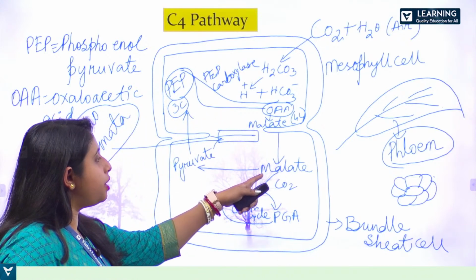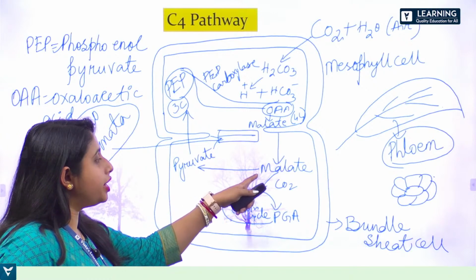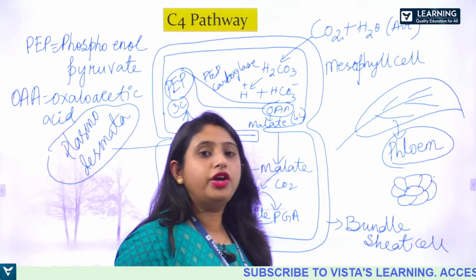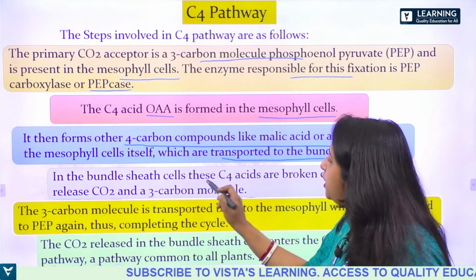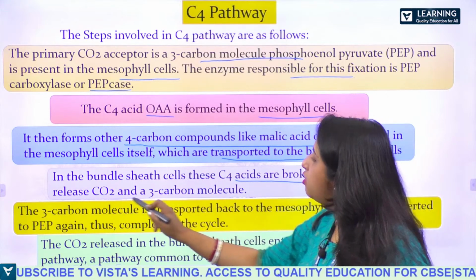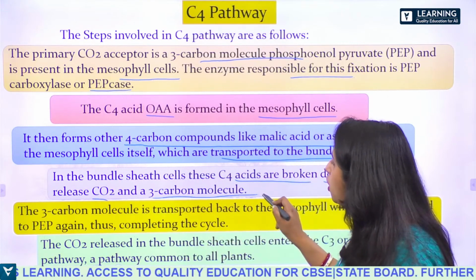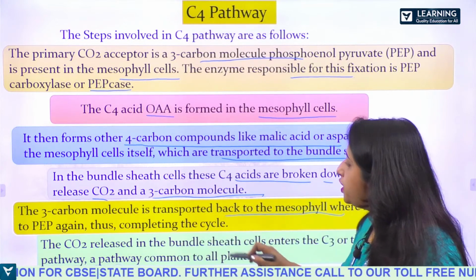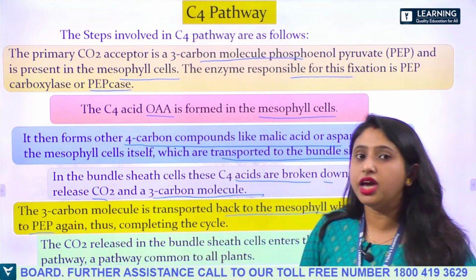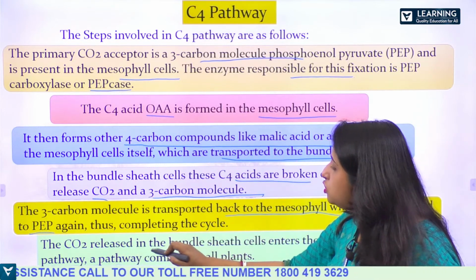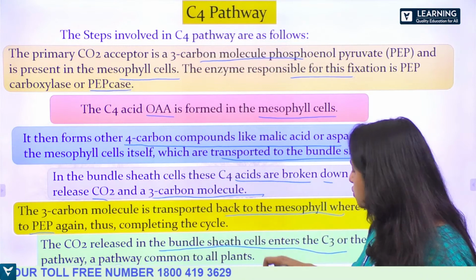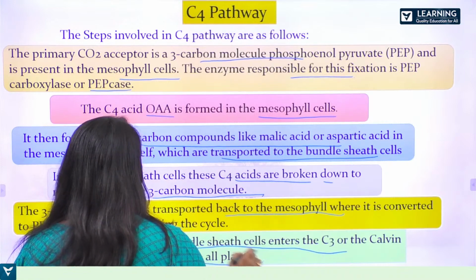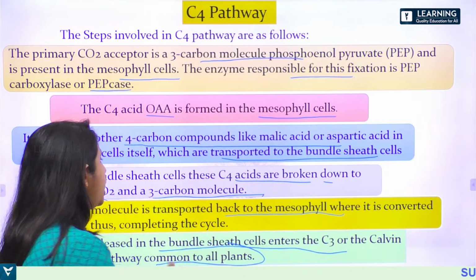Then it is transferred back into the bundle sheath cells, right? So again from the malate, the pyruvate will be formed. See here, in the bundle sheath cells, the C4 acids are broken down into CO2 and 3-carbon molecules. The 3-carbon molecule is transported back into the mesophyll, where it is converted back into PEP again. CO2 released in the bundle sheath cells enters into the C3 or Calvin pathway, and it is common to all the plants.